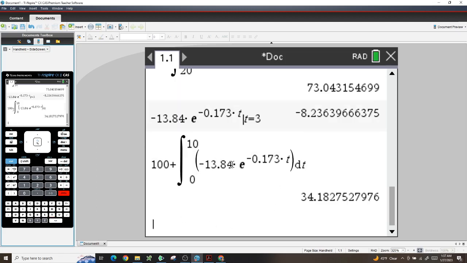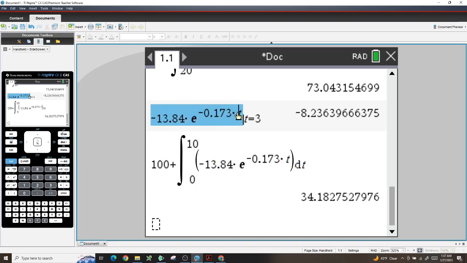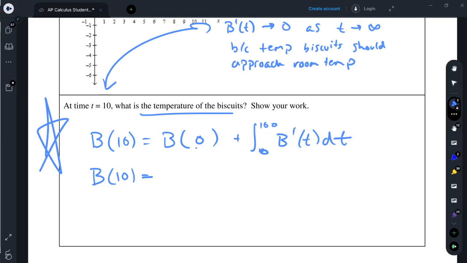And as a reminder, when you're typing this in, you can go up here and highlight this and Control C and Control V to save yourself from having to type it one more time. You get 34.18. And the units for that will be degrees Celsius.